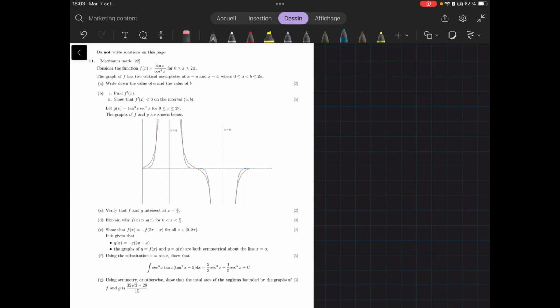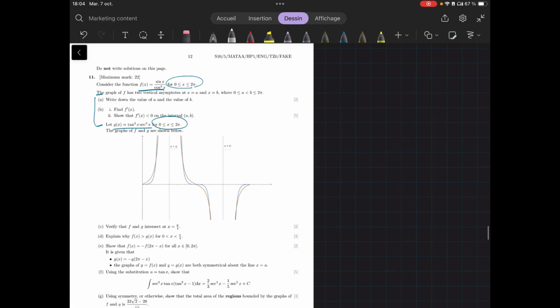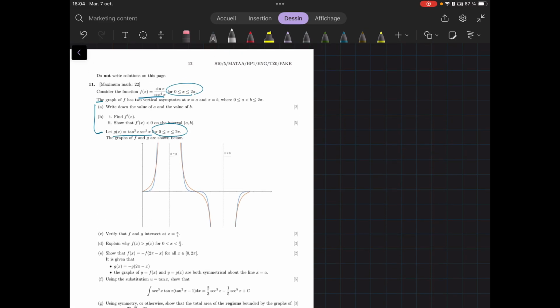This is question 11. For this question, you're given two functions, f and g. You're also given the domain for each function. Parts A and B only refer to f of x, and then you're given the graph of both functions. We can see that x equals a and x equals b are the vertical asymptotes. So this occurs when cos of x is equal to 0.